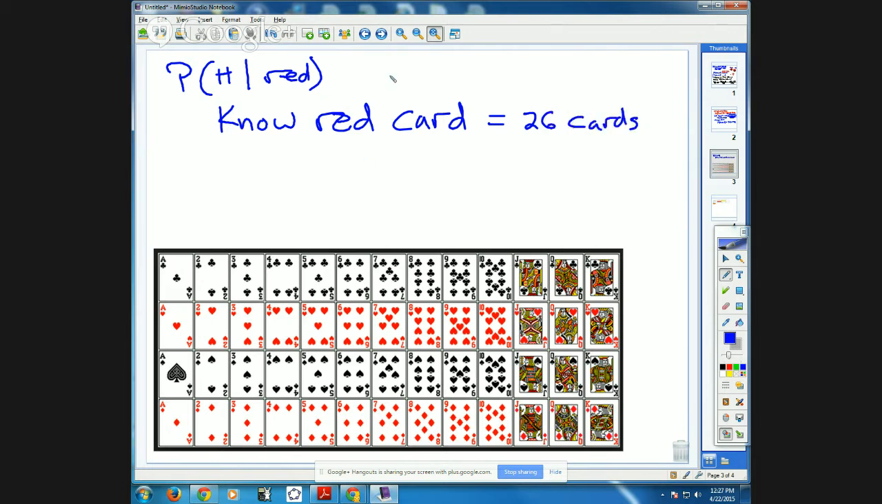Now, of those 26 cards, I'm hoping I have a heart. Well, 13 of those 26 happens to be hearts. So the knowledge of having a red card does affect it. So that means red and heart are not independent of each other. The knowledge changes things.